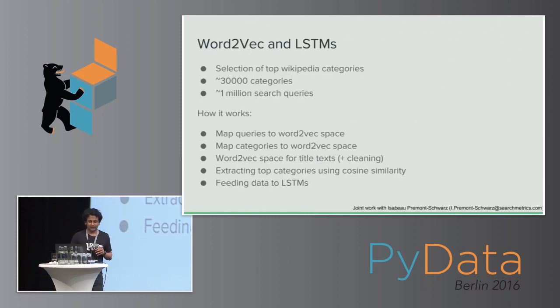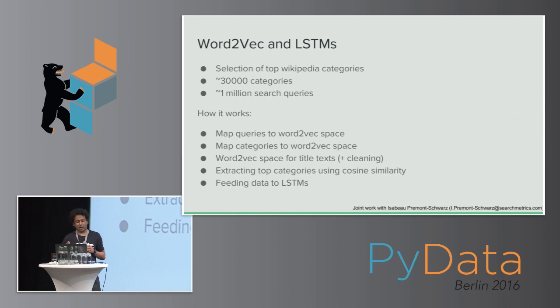So word-to-vec and LSTMs. You cannot classify, or you can, but it won't be good, in 1 million categories. So you need to boil down to something like 500, 10,000, and you keep on increasing unless you get good results and your results don't go bad. So we took 30,000 categories and 1 million search queries. We mapped each and every query to a word-to-vec space, and every category from Wikipedia to word-to-vec space.